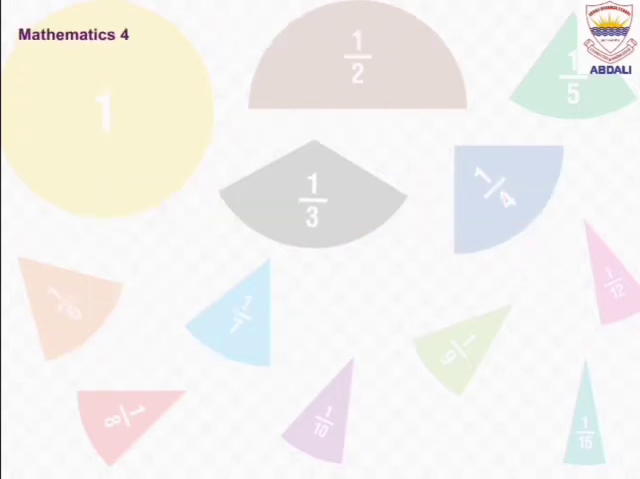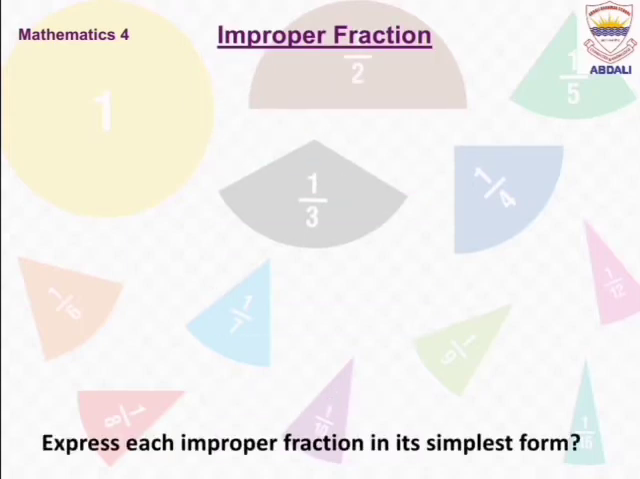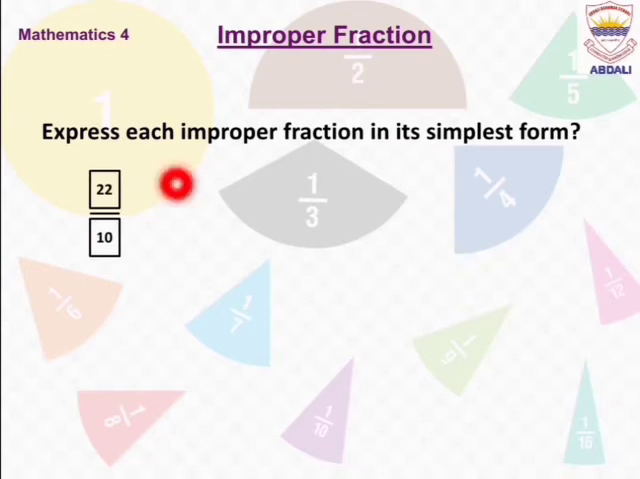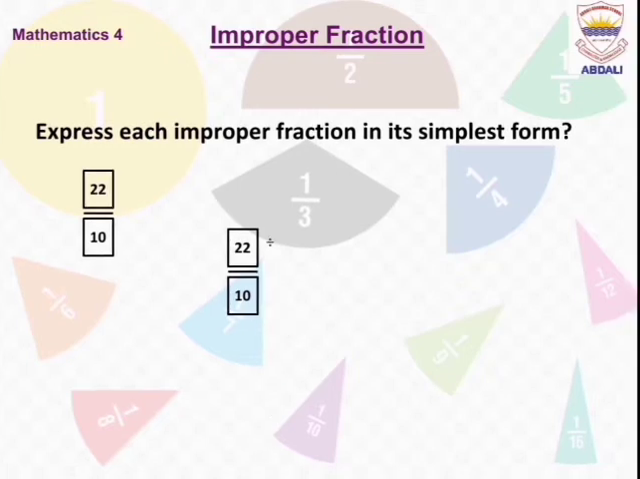Let's solve another question on improper fractions. Express each improper fraction in its simplest form. What do we have to find out now? We have to express each improper fraction in its simplest form. 22 over 10 is the improper fraction. Now let's convert it into its simplest form. 22 by 10. Divide both by the same number from the same table.